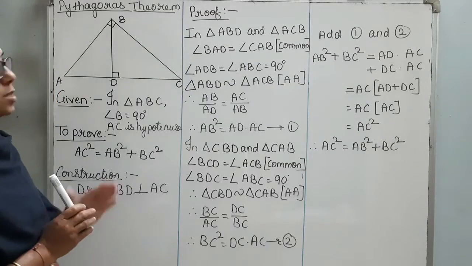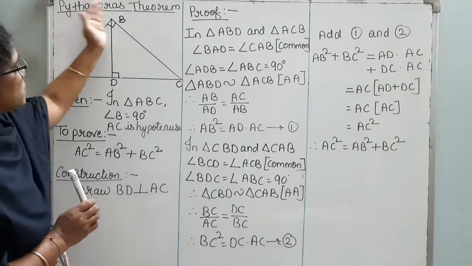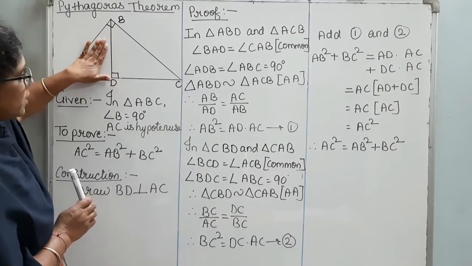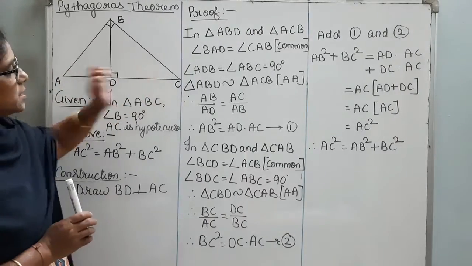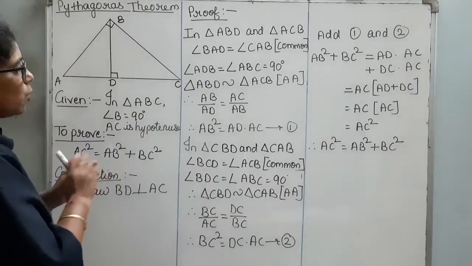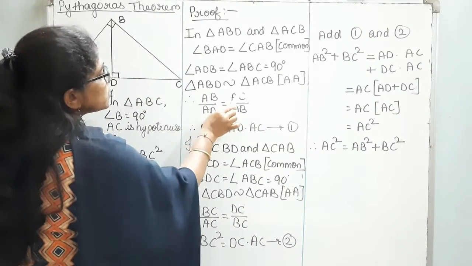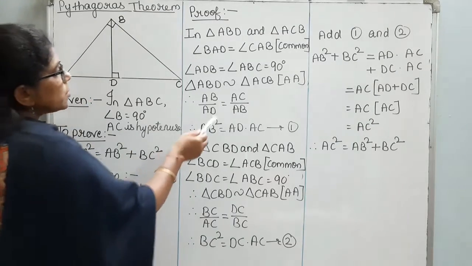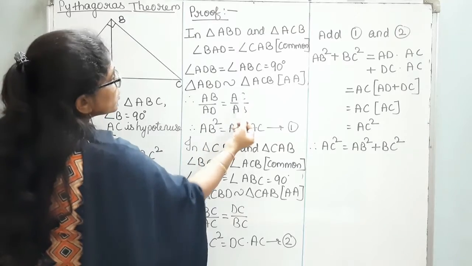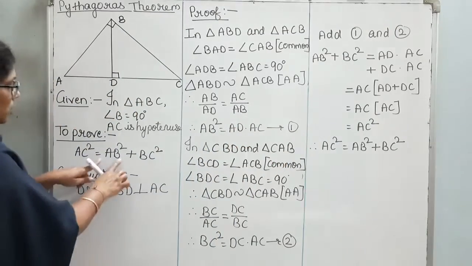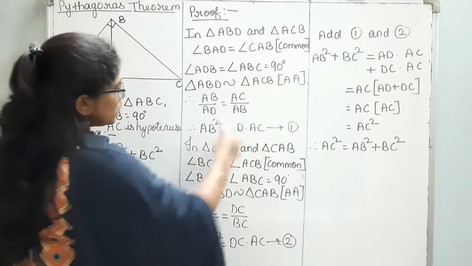So these are the proportional sides which we are considering of these two triangles, because AB is the side of triangle ABC as well as of triangle ABD. AD is the side of the smaller triangle and AC is the side of the bigger triangle. So accordingly we are taking the proportional sides. AB upon AD is equal to AC upon AB. Cross multiply. AB square is equal to AD into AC. Mark this as 1. We got one part here.